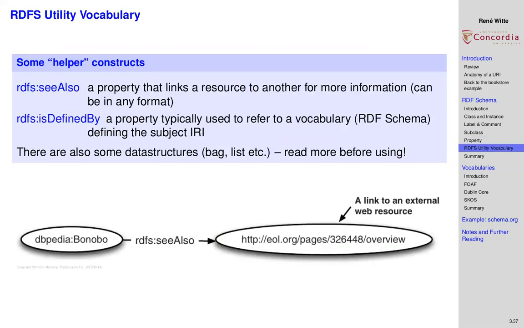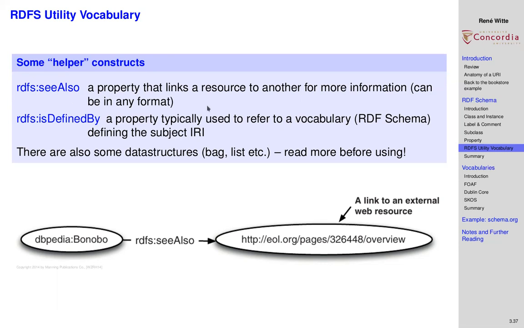So we've covered the most important constructs in RDFS. There are a couple more. I'll show you two more that you'll see in practice, which are basically helper constructs for enriching your graphs. And these are RDFS seeAlso and RDFS isDefinedBy.